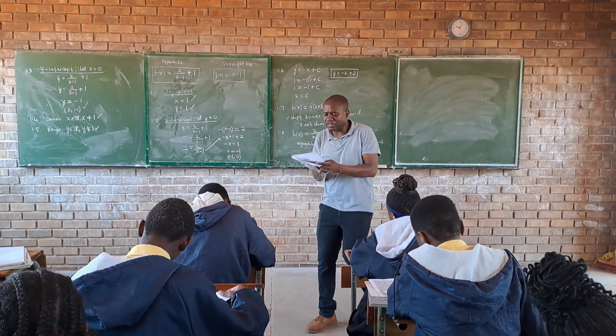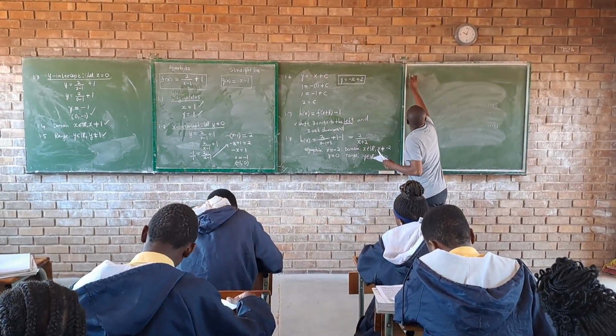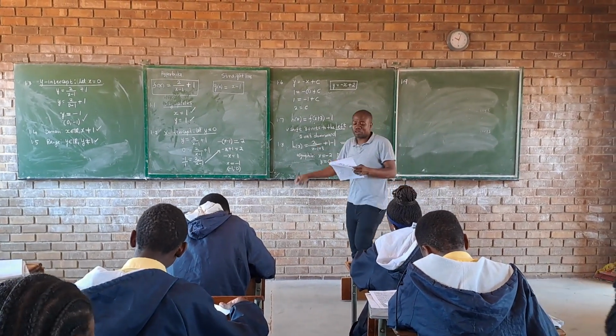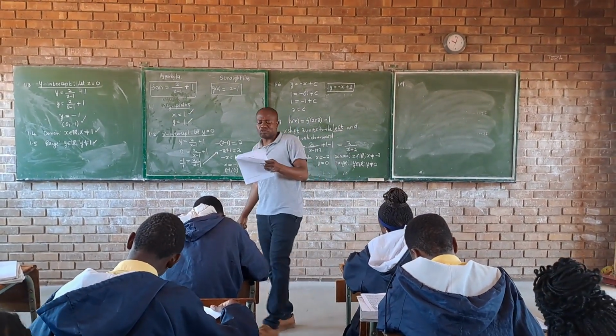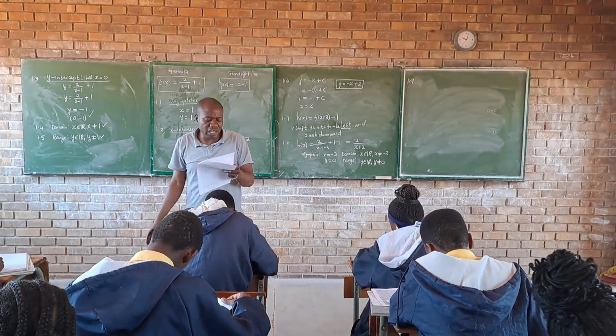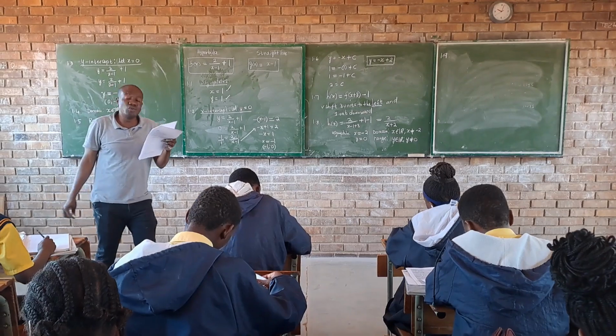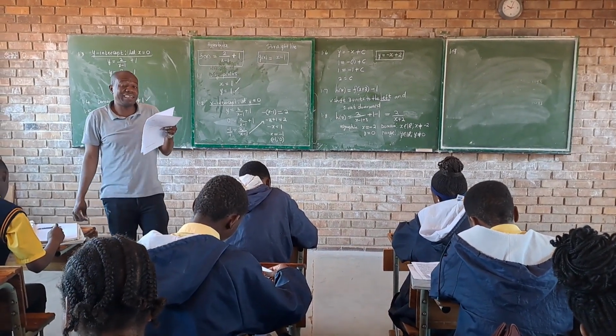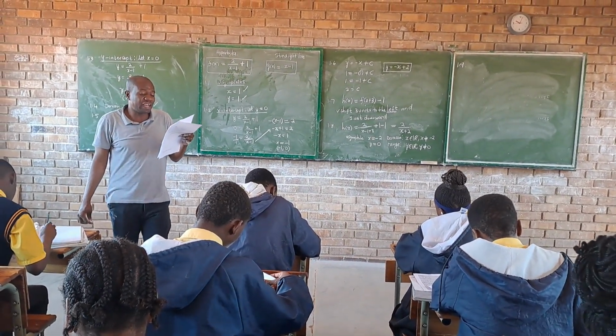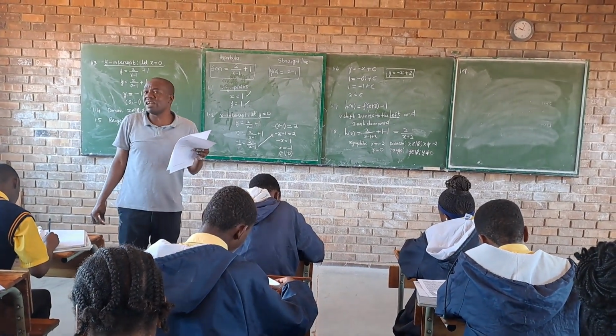Oh, no. We are not done, guys. 1.9, we did not answer 1.9. Remember, this was 1.8. 1.9 says, write down the equation of w resulting after reflecting the graph of f about the x-axis.